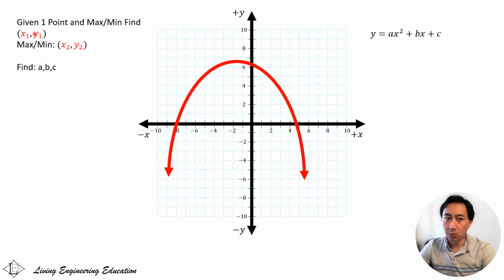Now in this type of problem, we're given 2 points, right? x1, y1, and x2, y2, and one of them is either a maximum or a minimum. In this graph right here, we're shown a maximum point at x2, y2, and a random point 1. And we need to use this information to determine what a, b, and c are because our quadratic y equals ax squared plus bx plus c has those 3 unknowns. So we need to set up 3 equations to solve for these 3 unknowns.